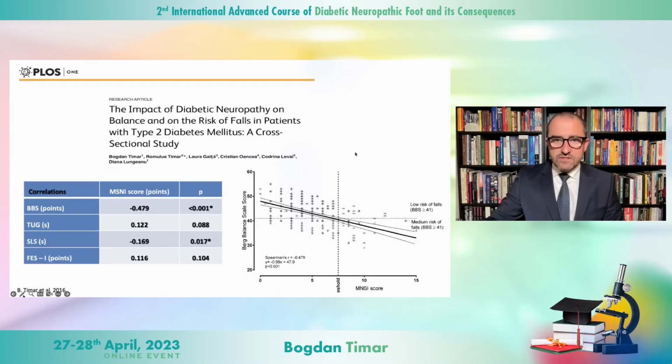The results of our study showed that if a patient has a higher score on the Michigan Neuropathy Screening Instrument, he is going to have a lower score on the Berg Balance Scale. This is going to be associated with a lower time needed to perform the single leg stance, as well as a more pronounced subjective assessment of his fear of falls.